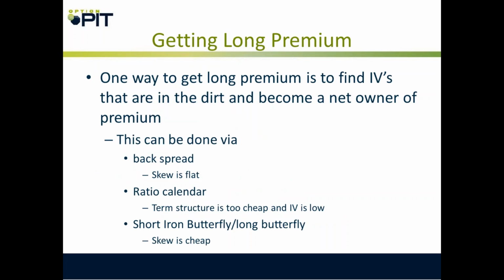All right. One way to get long premium is to find IVs that are in the dirt and become a net buyer of premium. And this can be done by a back spread when skew's really steep, a ratio calendar, or a short iron butterfly, long butterfly. And that's when skew is cheap and at the money vol is cheap.